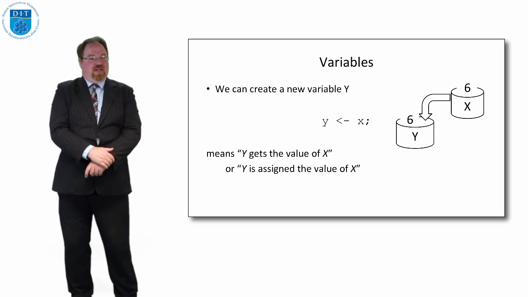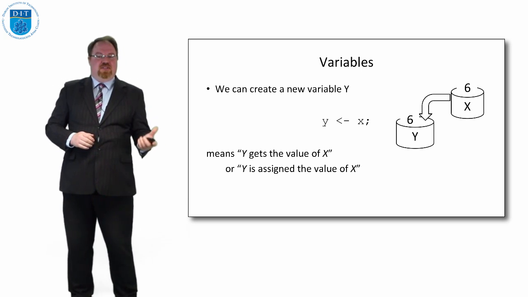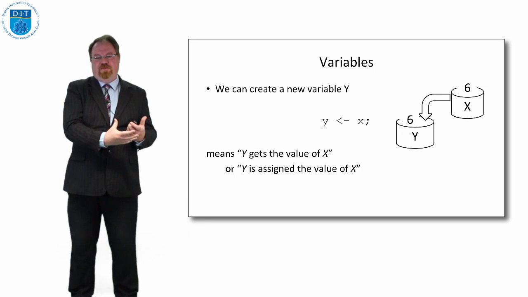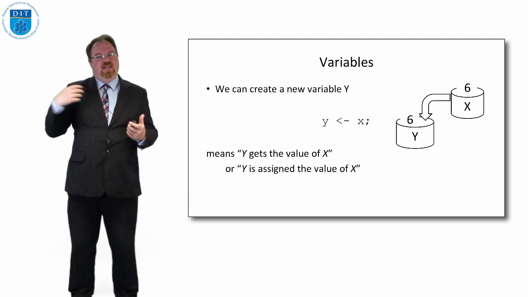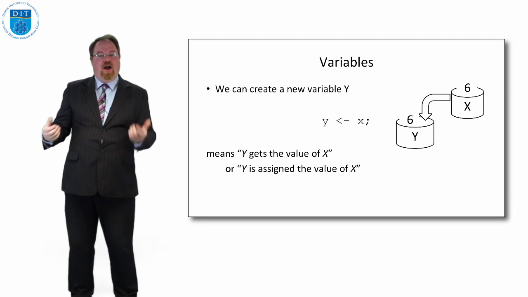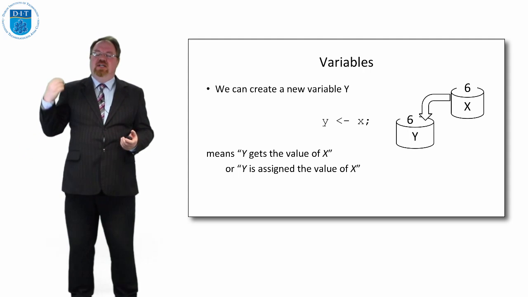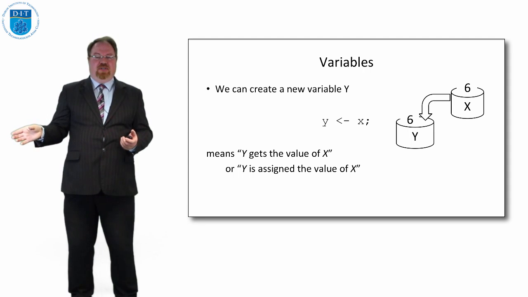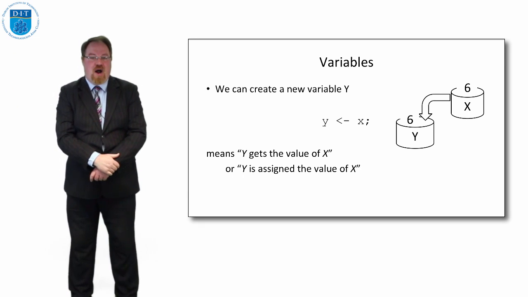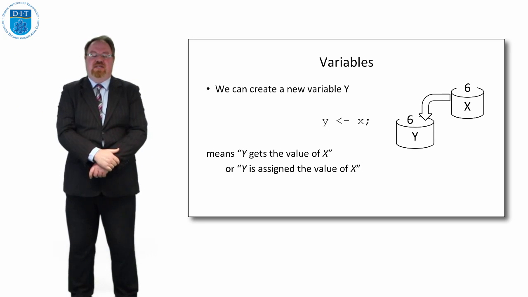We could also create a new variable, another bucket, and let's say that bucket has the name y on the front of it. So if the bucket y is the same kind of bucket as the bucket x, the same kind of variable, then I could say y gets the value of x. So if the number 6 is inside the bucket x, then a copy of that 6 goes into the bucket y. And we say y is assigned x, or y gets the value of x.